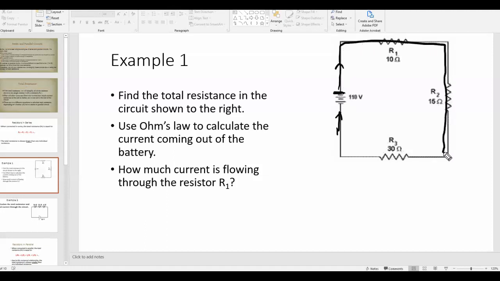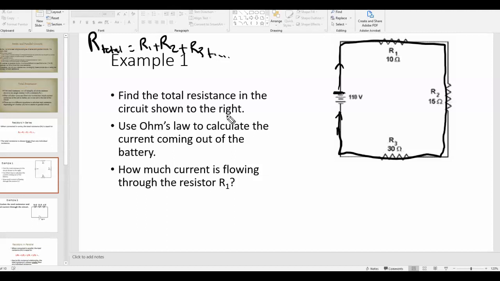Now, the first thing I recognize when I see the circuit is that this is a series circuit. There's only one pathway for the current to take. There's no splitting of the current. There's no junctions. There's only one pathway, so it's a series circuit. And that means if I want to find the total resistance, then I need to use the equation that was on the last slide. So the total resistance in series is just R1 plus R2 plus R3 plus dot dot dot.